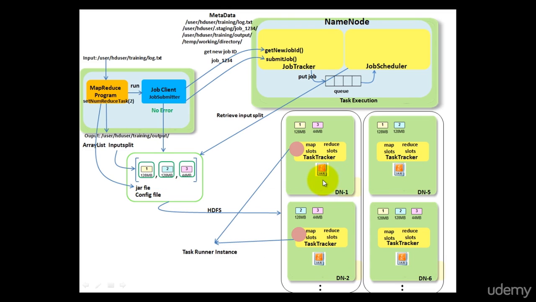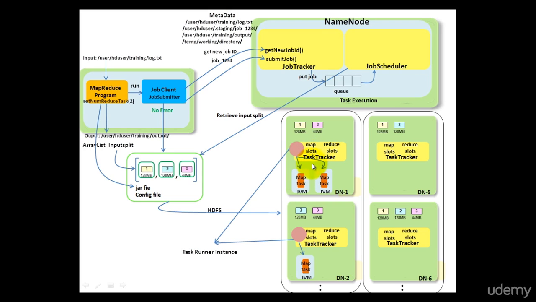After this, the task tracker will create an instance of the task runner. The task runner instance will launch a new JVM to run each map task. A separate task runner instance is created because any bugs in the Mapreduce program should not bring down the task tracker.